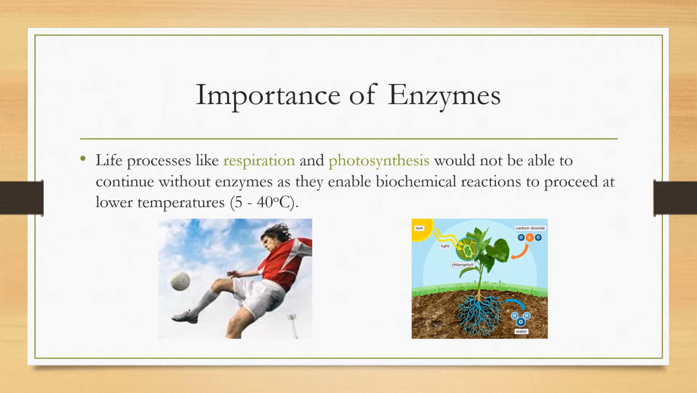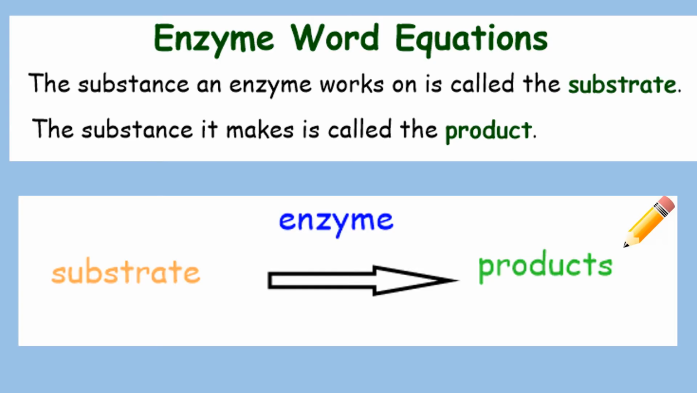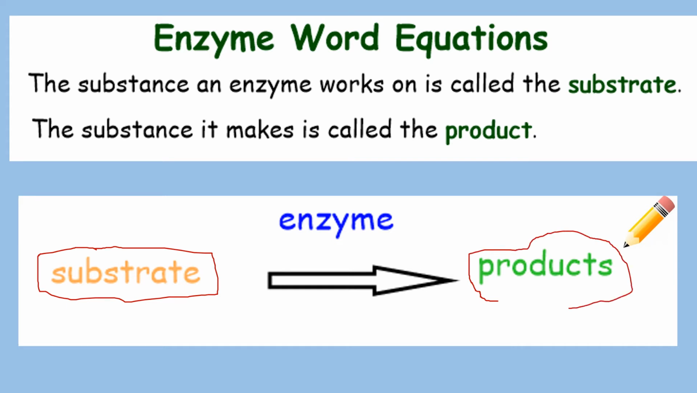So you guys need to know the enzyme word equation. So the substance that an enzyme works on is called the substrate. So the substance that's at the very start of the reaction will be your substrate, and then the substance it makes is called the product. So your substrate makes your product, and this would happen without your enzyme. It would just be a very, very slow process.